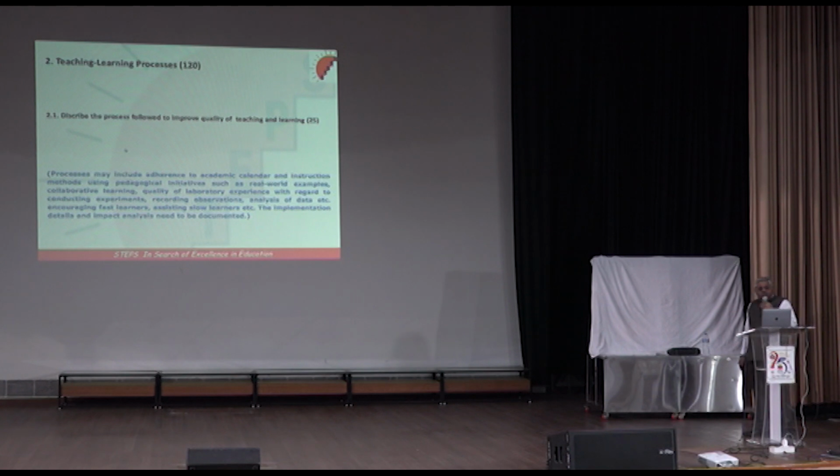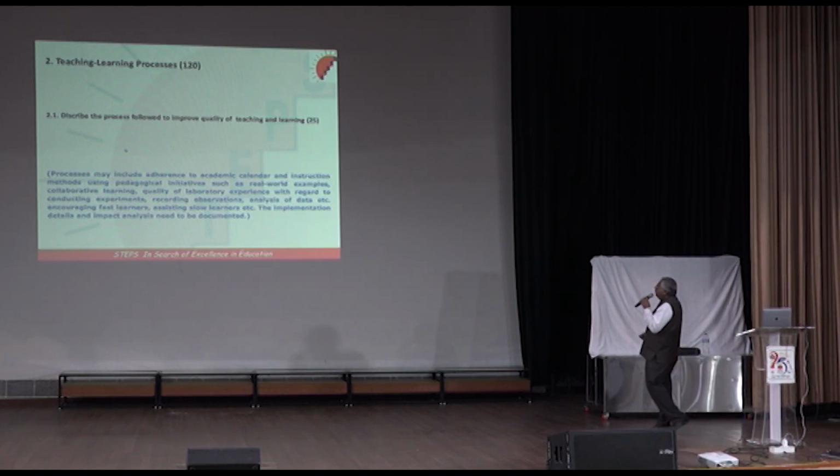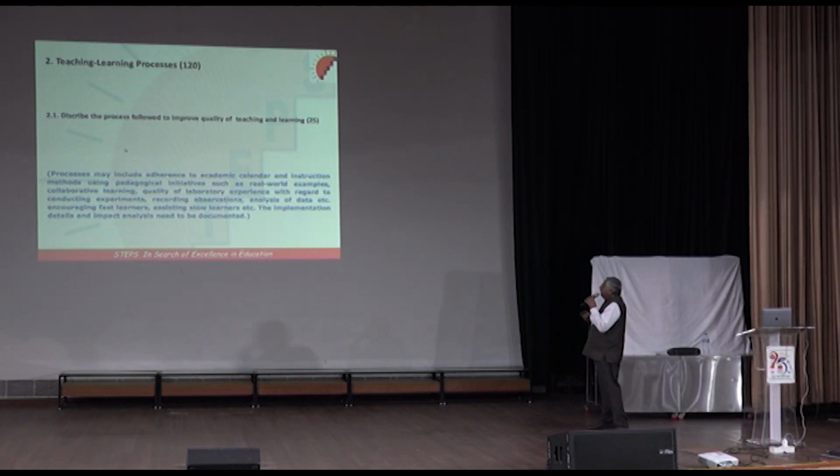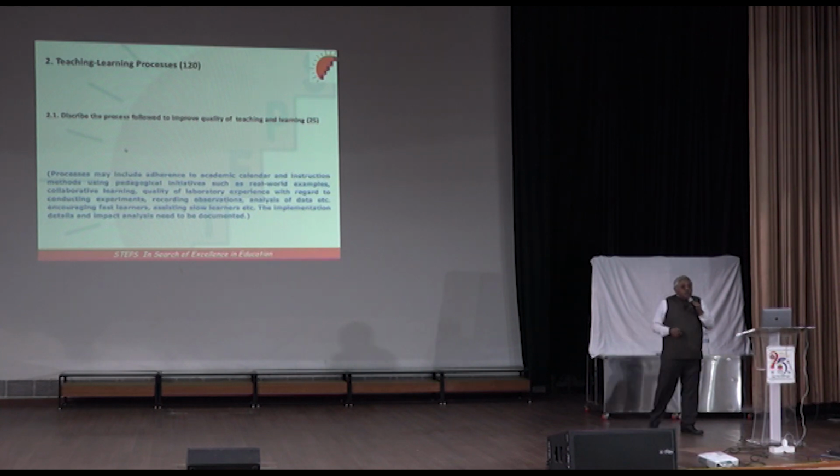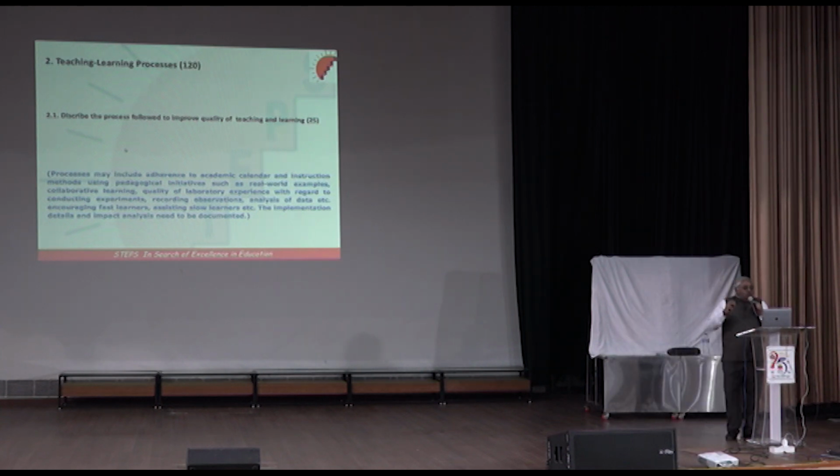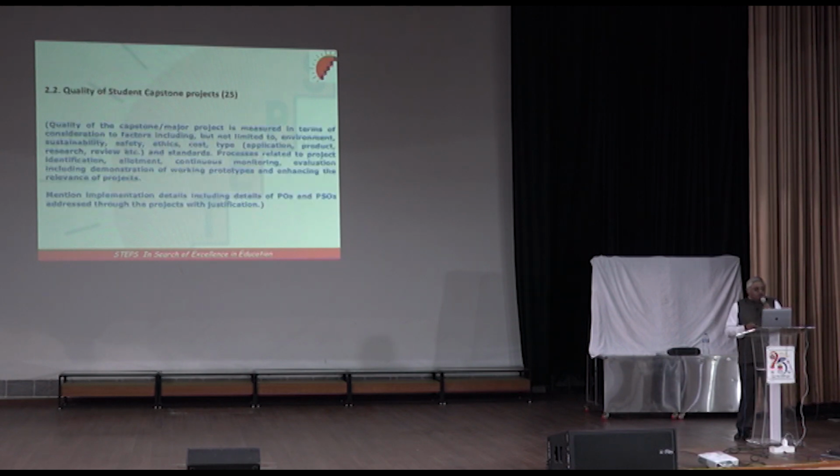Describe the process to improve the quality of teaching learning. This question is a different question which talks of academic calendar. Yes, this is there. The implementation details and impact analysis need to be documented. So we need to give proofs. We have given earlier also a few proofs on this.